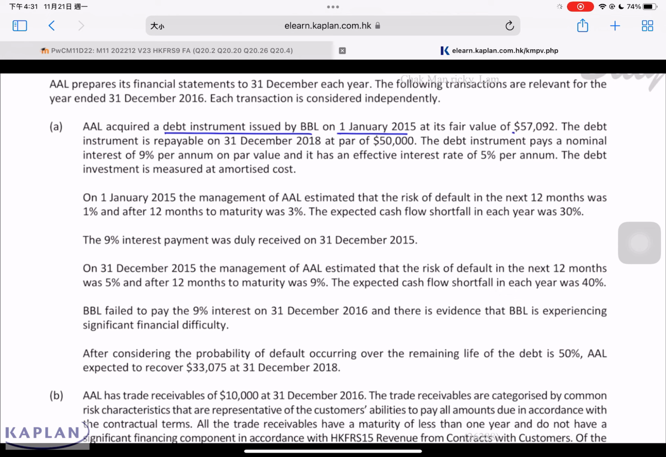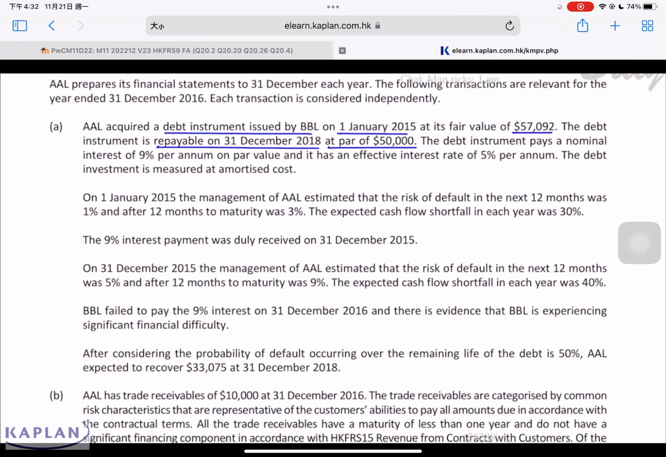At its fair value of 57,092, the cost, the debt instrument is repayable on 31st December 2018, 4 years from the date of investment, at par value of 50,000. This is the initial amount, this is the redemption amount. If the initial amount and the redemption amount are different, we must adjust the initial amount to the redemption amount, so there should be some amortized cost adjustment.